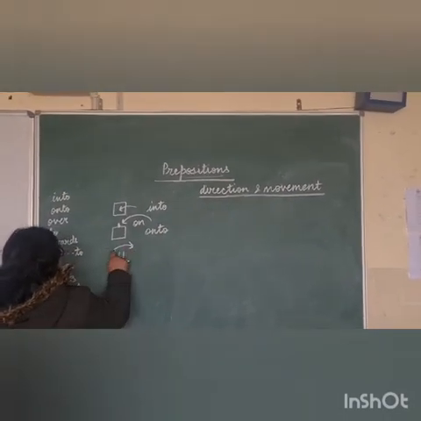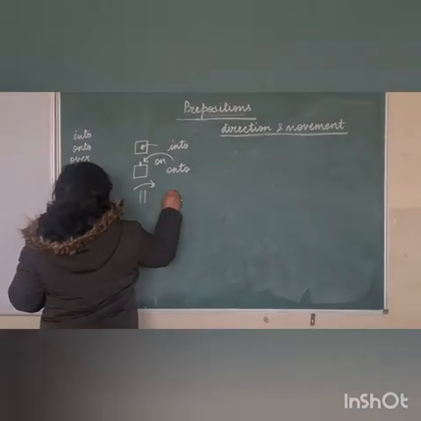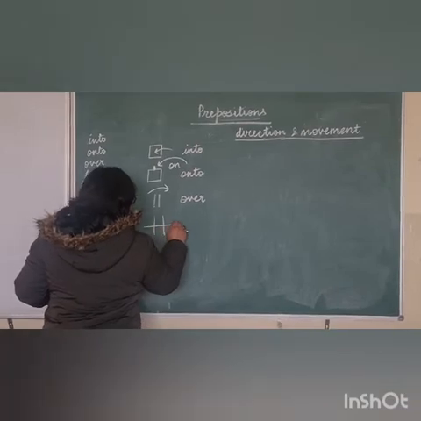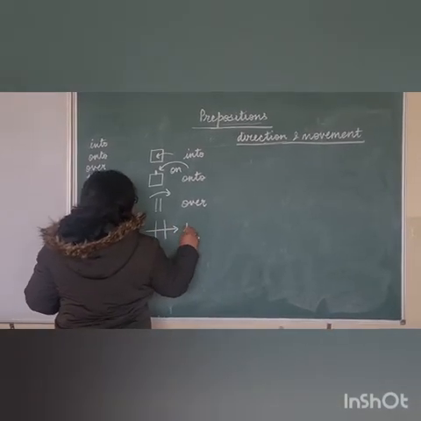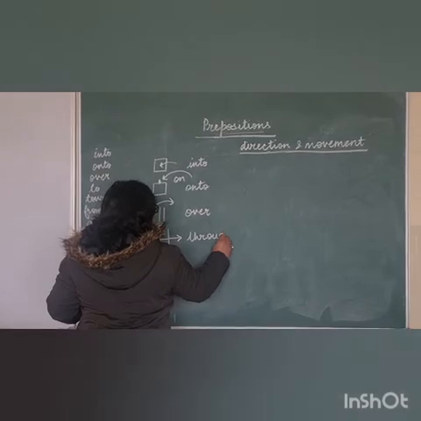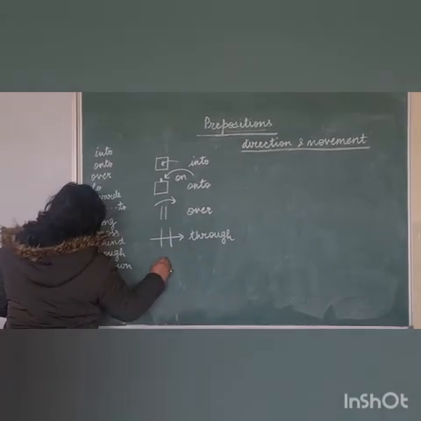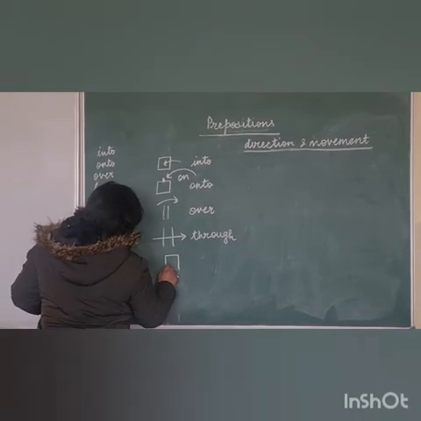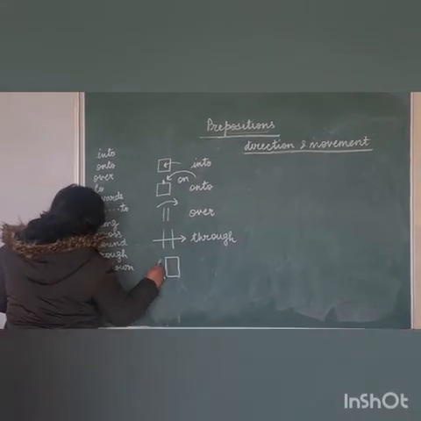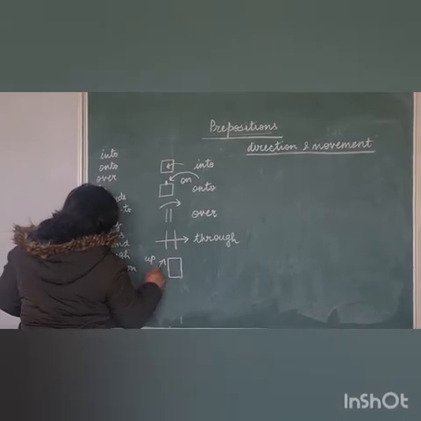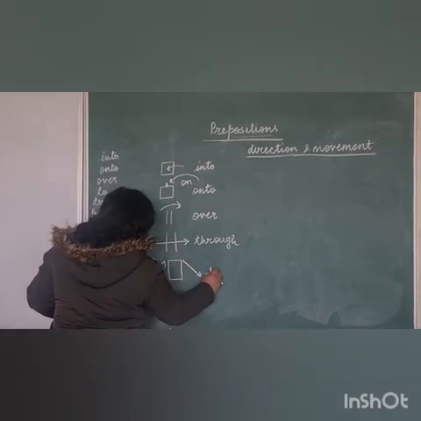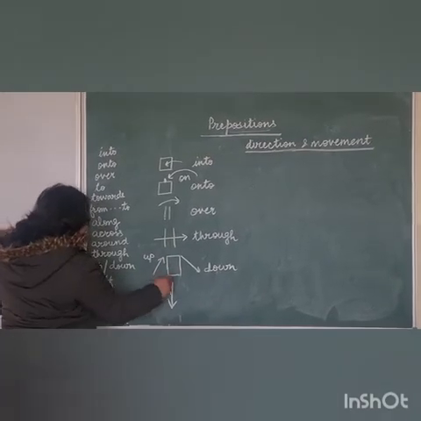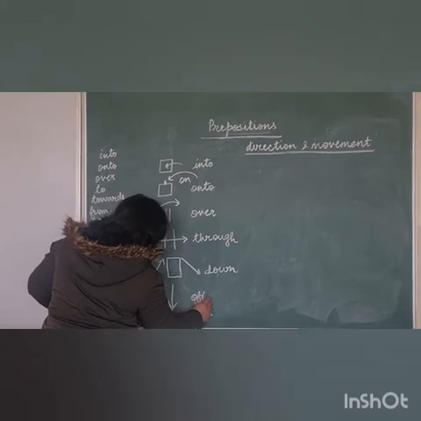If something is going over something, we say over. If something is going after crossing, we say it through. We can also use up for going up and down for coming down. But if all of a sudden something fell down, we say it off.